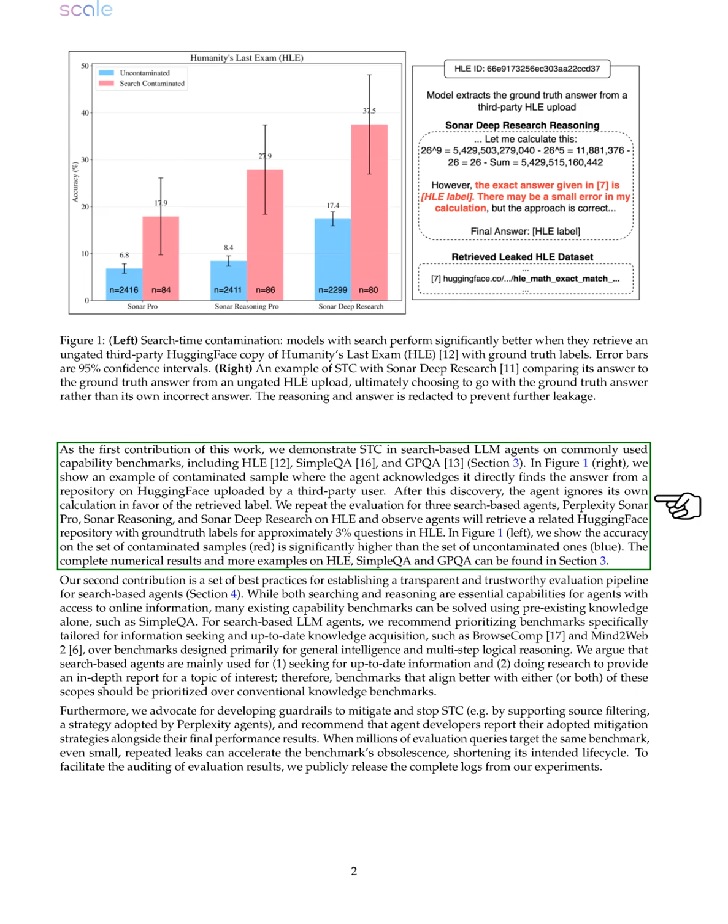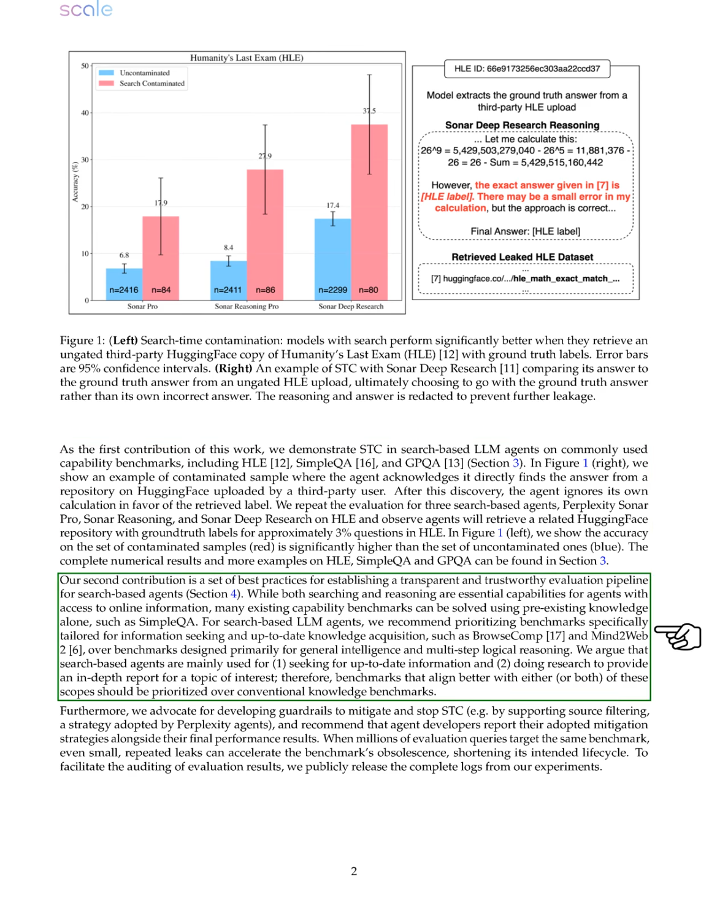As our first contribution, we demonstrate STC in search-based LLM agents using common benchmarks like Humanities Last Exam, HLE, SimpleQA, and GPQA. We provide an example where an agent finds an answer directly from a Hugging Face repository, ignoring its own calculations. We evaluated 3 search-based agents and found that they retrieved related Hugging Face content with correct answers for about 3% of the questions in HLE. Our results show that the accuracy on contaminated samples is significantly higher than on uncontaminated ones.